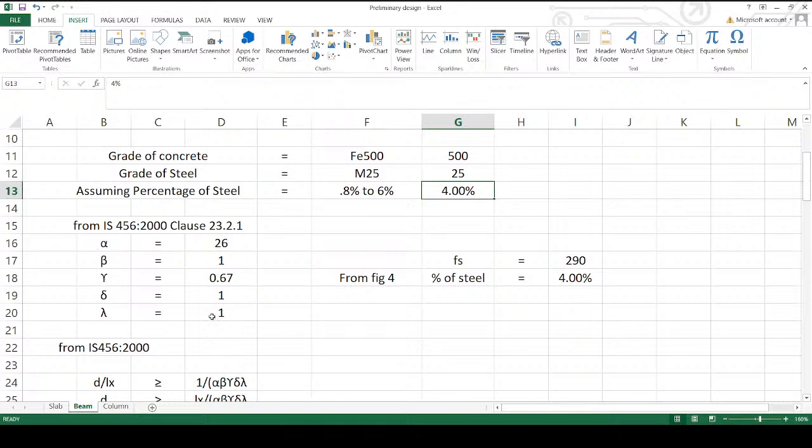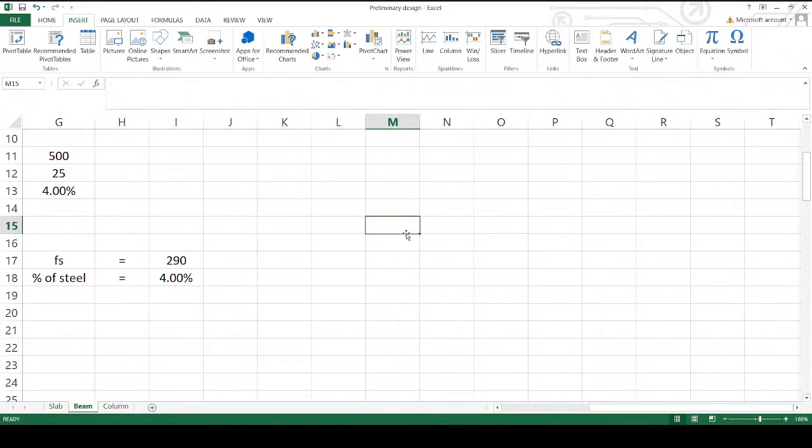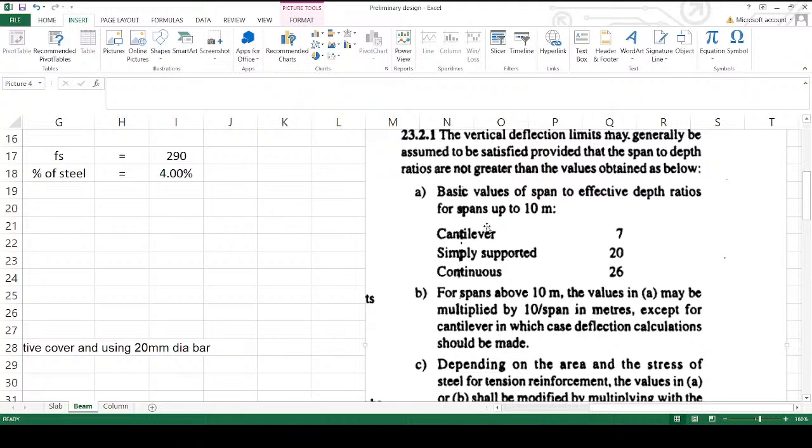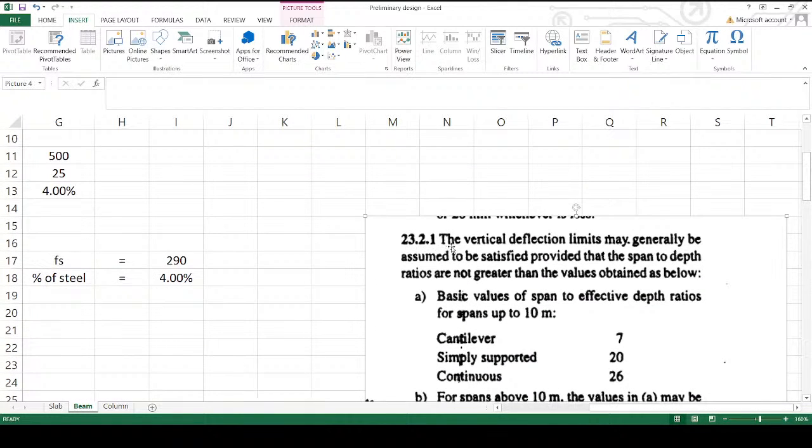How am I assuming? I am going to show you the IS code 456, 2000. This is on page number 37. You have to go to page number 37. There you get it. Okay. In page number 37, I am selecting this, there in clause 23.2.1.